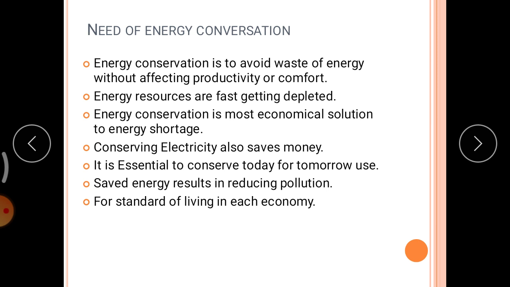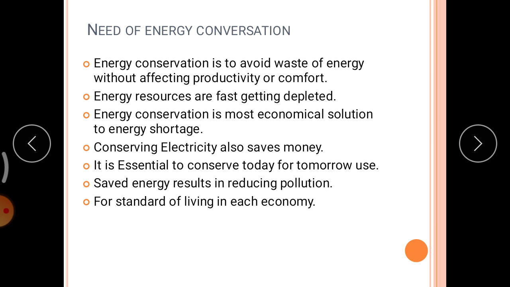In olden days, we were using incandescent bulbs. That bulb also gave light. Nowadays we are using LEDs, which also give light. What is our productivity? What is our comfort? Light. Incandescent is also giving light and LED is also giving light.